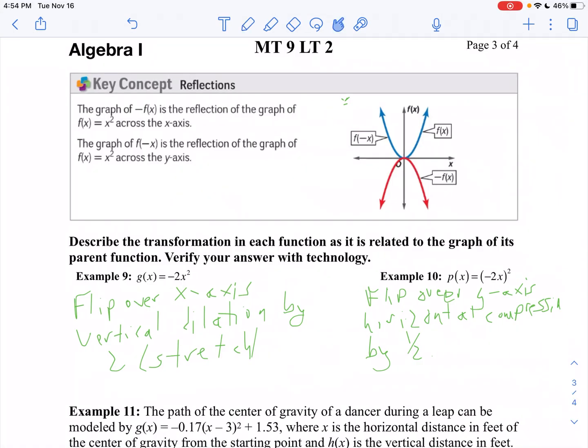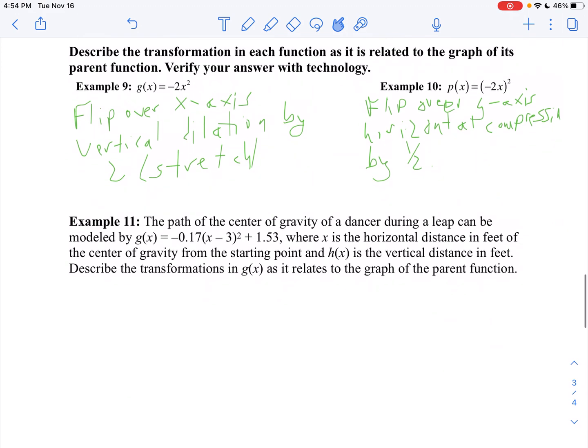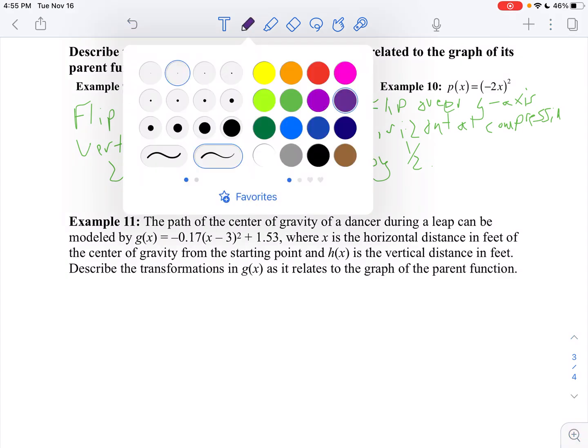So you're looking at what each number does to your equation. So if I take a look at example 11. Example 11 says, the path of the center of gravity of a dancer during a leap can be modeled by the polynomial g of x equals negative 0.17 times the quantity x minus 3 squared plus 1.53, where x is the horizontal distance in feet of the center of gravity from the starting point, and h of x is the vertical distance in feet. Describe the transformations as it relates to the graph of the parent function, so related to x squared.